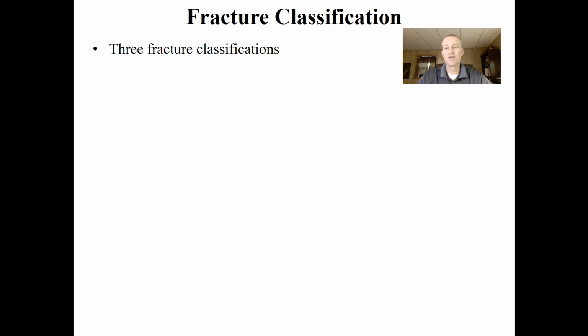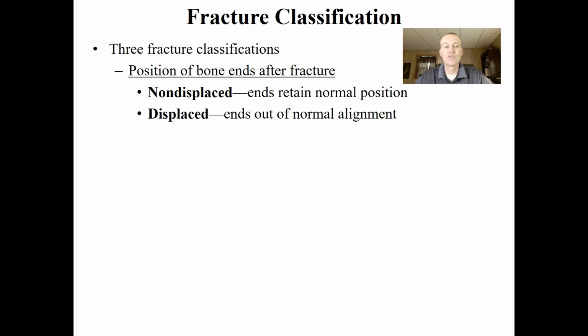So depending upon the book you look at, there's lots of different ways to classify fractures. These are some ways that you can classify fractures. You can classify fractures based on the position of the ends of the bones after a fracture. For example, if you have a fracture where the bones are non-displaced, that means that their ends retain their normal position. If the bones are out of normal alignment, we call that a displaced fracture.